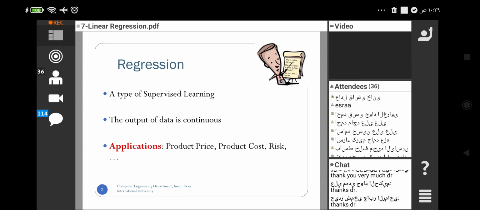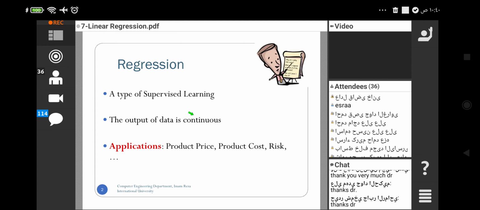The next type of learning that we want to talk about very shortly is regression. Regression is very similar to classification. The only difference is that the output of our data is not discrete, it is continuous. This is very important. Our data has some inputs and an output. The output could have unlimited values. It is continuous.